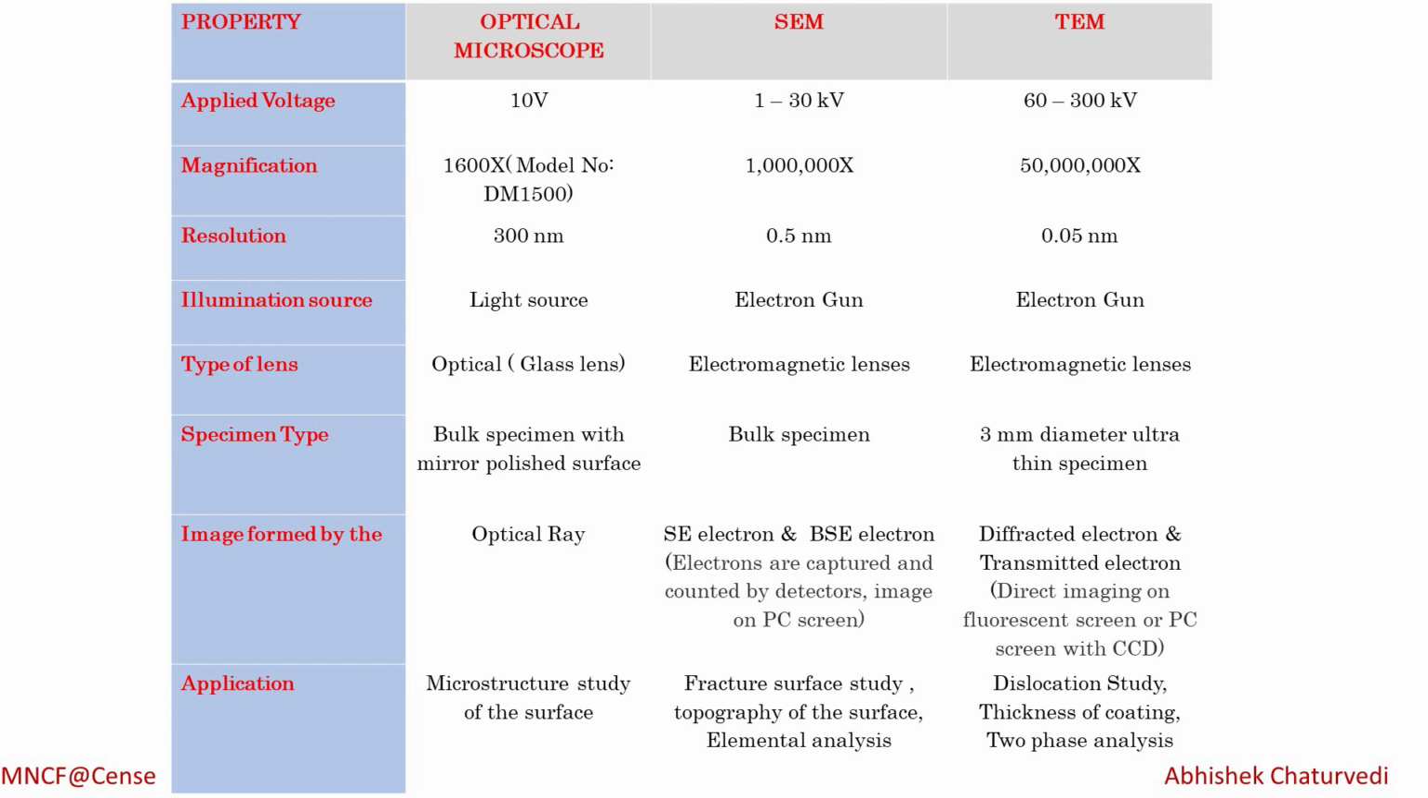Here is a brief comparison I have made for the comfort of the viewers, of an optical microscope, SEM and TEM. In terms of applied voltage, we simply have a 10 volt halogen lamp in the optical microscope. In SEM, we apply 1 to 30 kilovolt of accelerating voltage. In TEM, we have 60 to 300 kilovolt of accelerating voltage. Now for magnification, we have up to 1500x in this particular model. We can go up to 10 lakh x. Today we are going to see one image at 10 lakh x on an iron oxide sample, and in TEM we can go up to 50 lakh x.